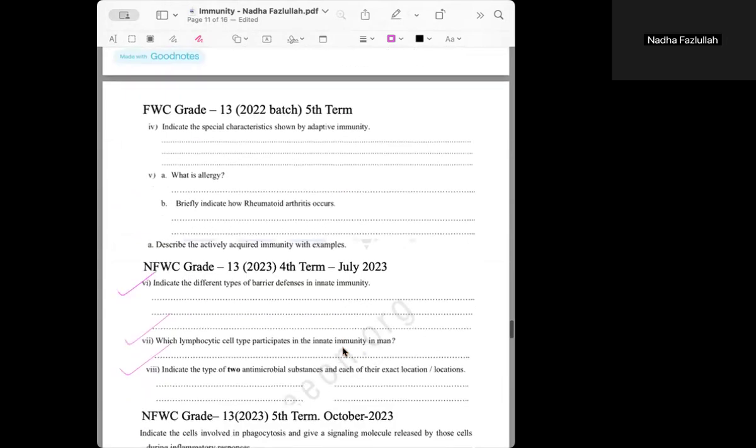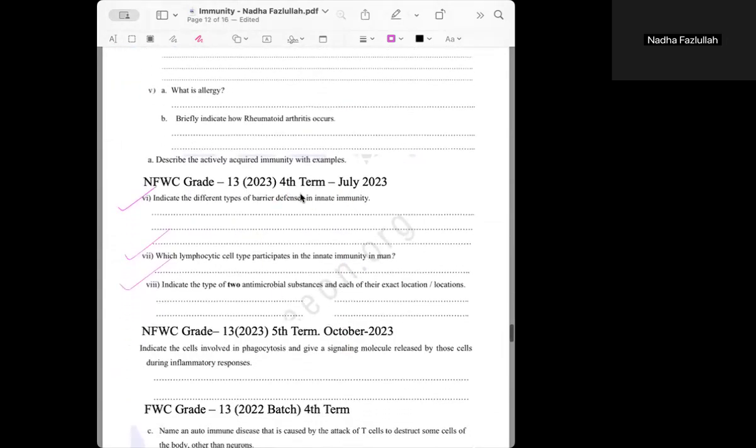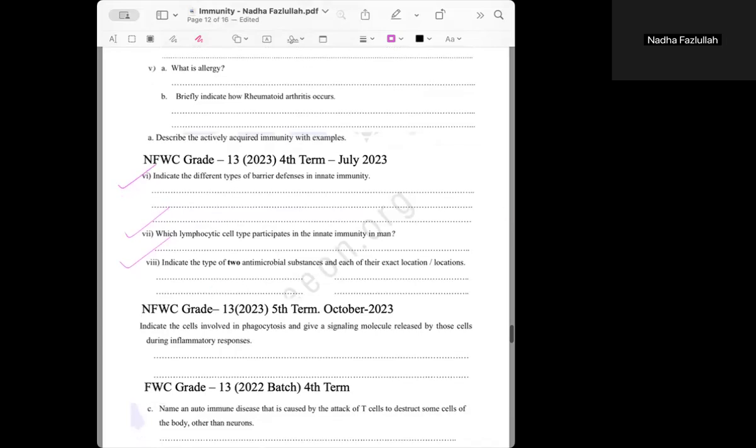Then come down to the next page. You have fourth term 2023, these three questions. So in fourth term 2023, you can do all the three questions. Okay. I hope you all are marking. So if you missed anything, please let me know. All these three questions.